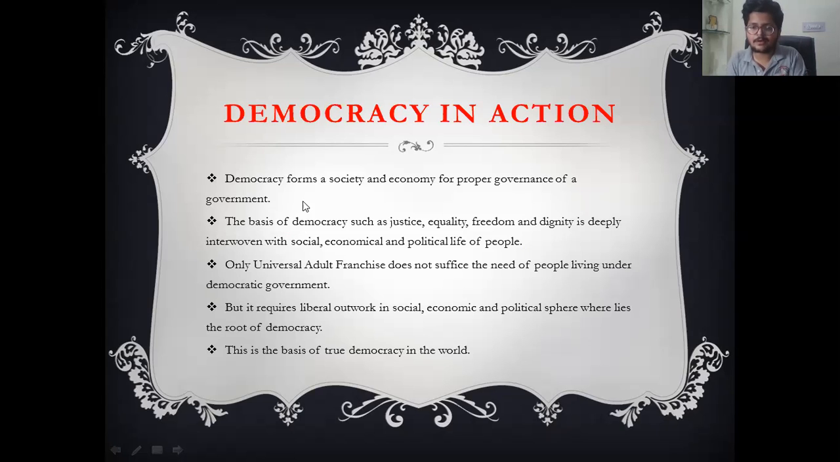Irrespective of social backgrounds, economic backgrounds, or political backgrounds, the universal adult franchise provides the right to vote to the common citizens. But it requires, see the next point, liberal outlook in social, economic, and political spheres, which lies at the root of democracy. Yes, this point is only talking about that. These are the things that it provides. This is the basis of true democracy in the world.